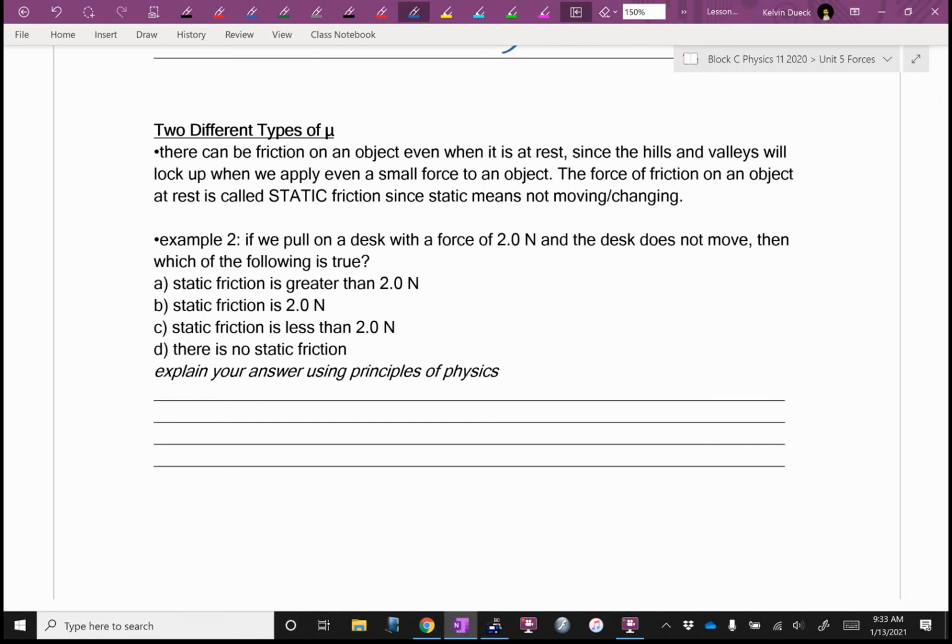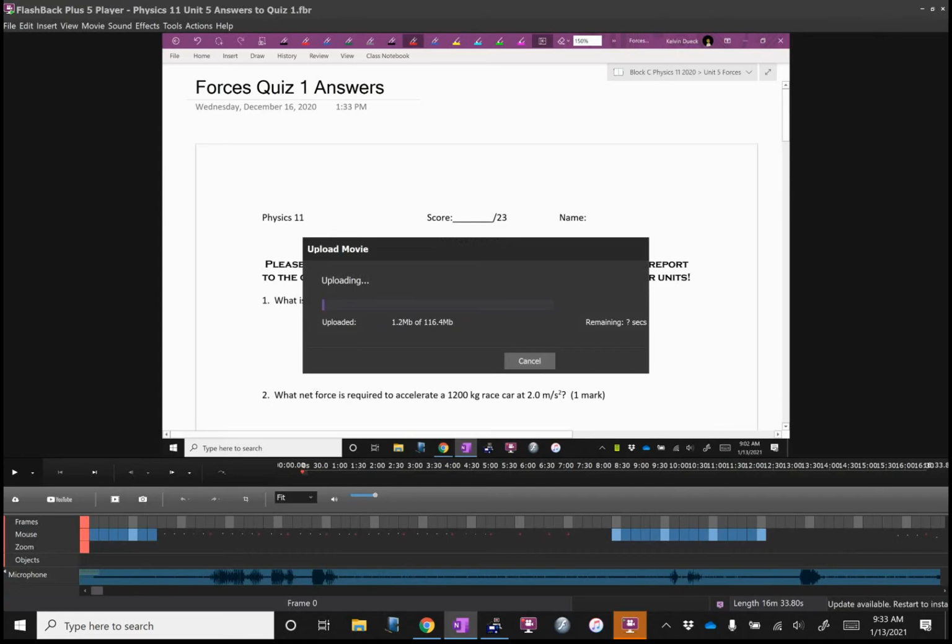Taking your desk again. Right now I'm pulling with about 2 newtons of force. This does not move. Which of those 4 statements is true? Once again, how high you hold your hand up is how sure you are of the answer. Okay?